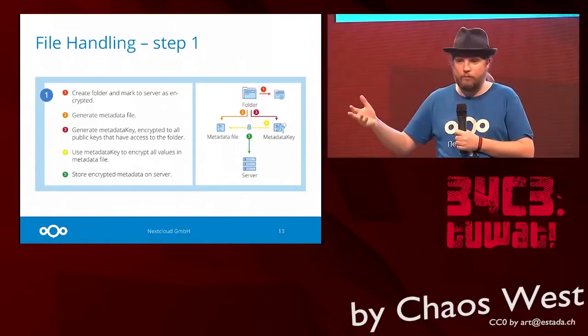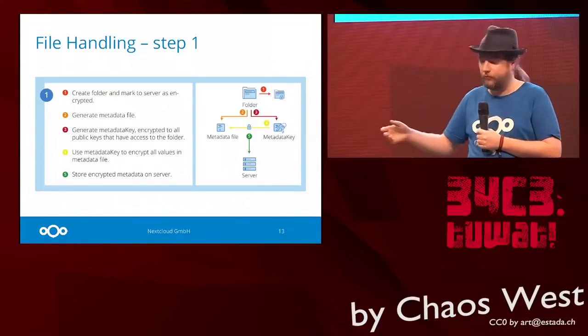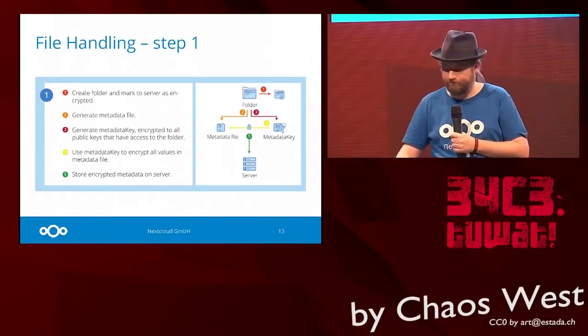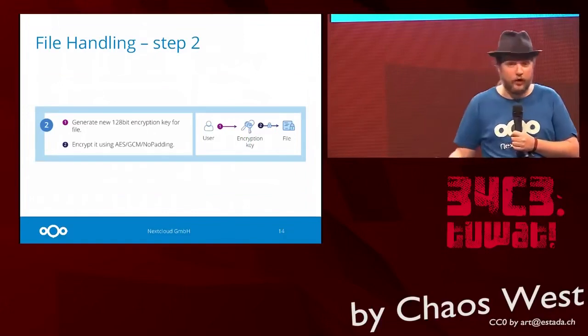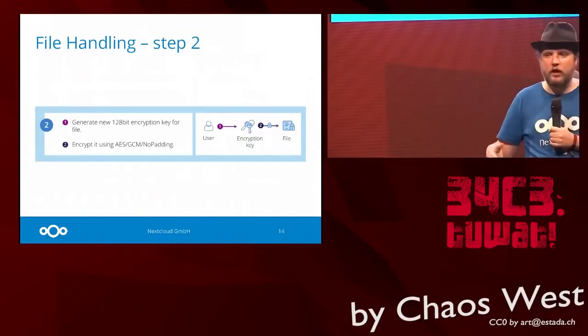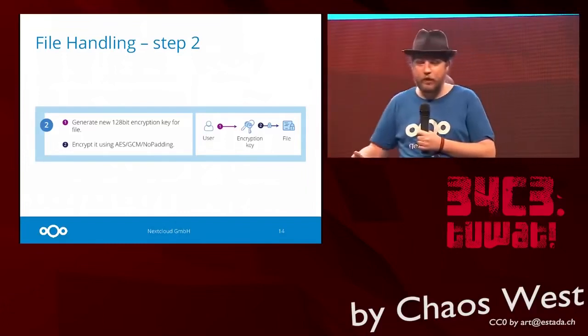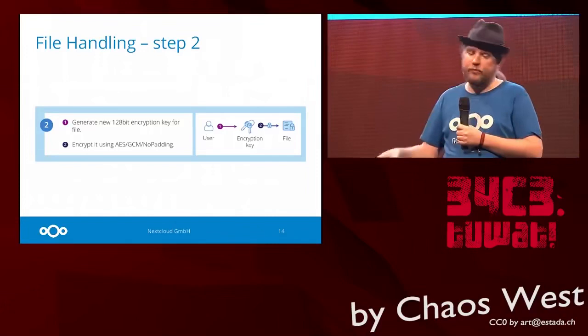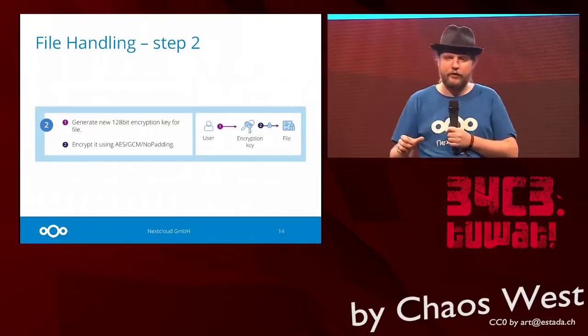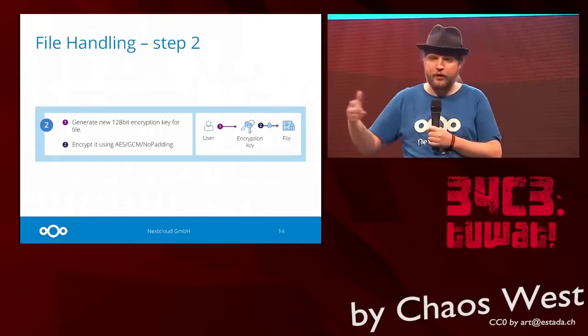We upload the whole stuff to the server. And next step. So now we want to add a file. What we do is we generate a 128-bit key, use it to encrypt the file, and then put the file name and the key in the metadata file. Remember, encrypted by the metadata key.